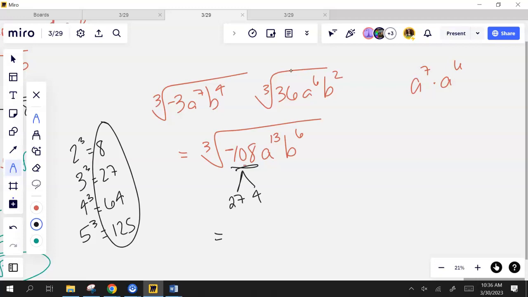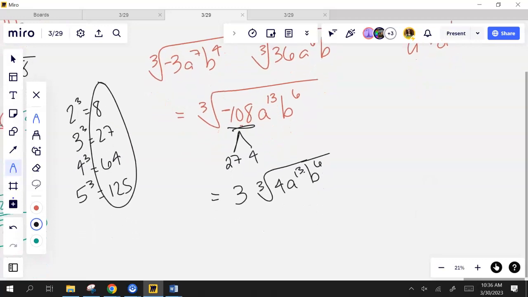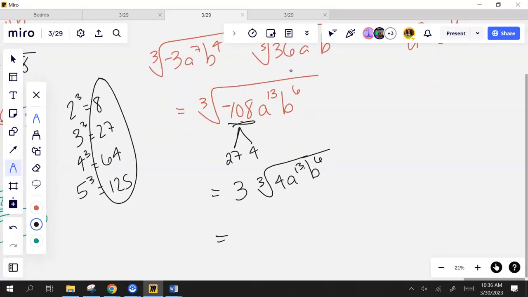Only one of the numbers needs to be on the list. That's exactly right. You want the biggest one from that list too. All right, and I chose that because now 3 goes on the outside. I've still got the 4 under there, and now I'll worry with these variables. 3 goes into 13 how many times? 4. How many's left? 1. And then 3 goes into 6 how many times? 2. How many's left?